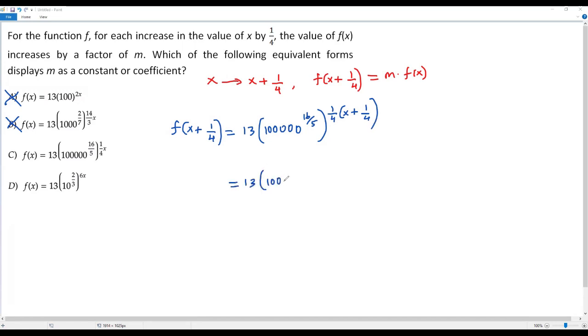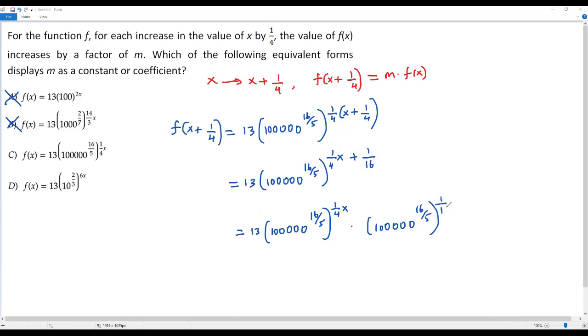13 times 100,000 raised to the power of 16 over 5. Now we can distribute this 1 over 4 to this x and 1/4. Then I'm getting 1 over 4 times x positive 1 over 16. Here two values are added at the exponent. Now we can take this base separately for each value and multiply the results as we have done in the two answer choices. 13 times 100,000 to the power of 16 over 5 raised to the power of 1/4 of x times 100,000 to the power of 16 over 5 to the power of 1 over 16.